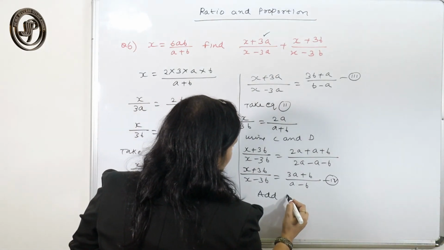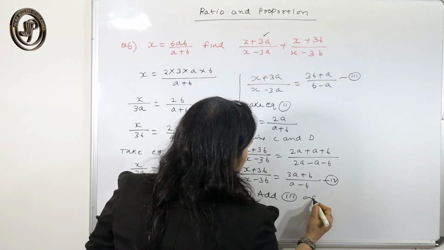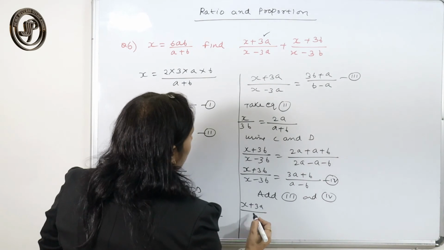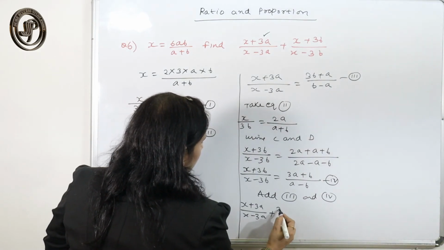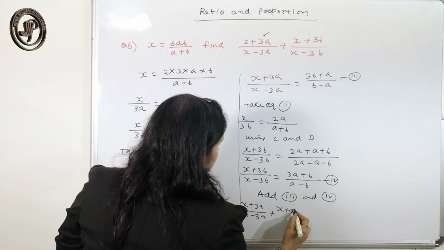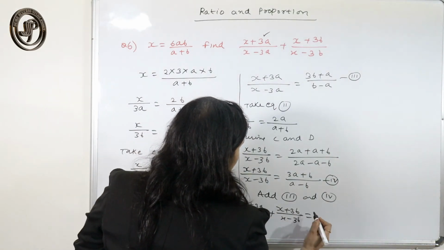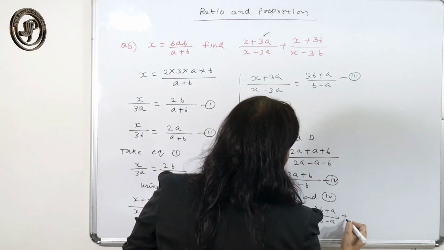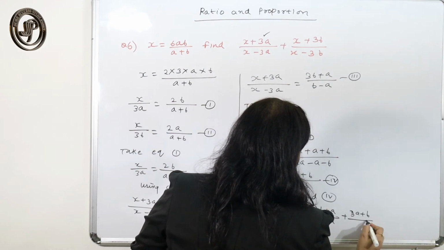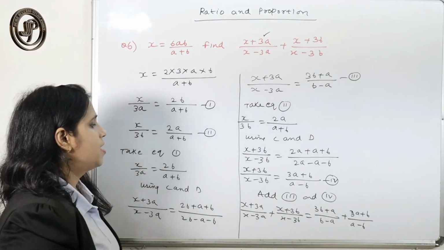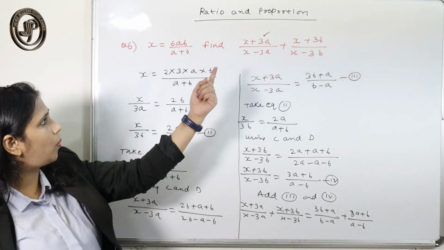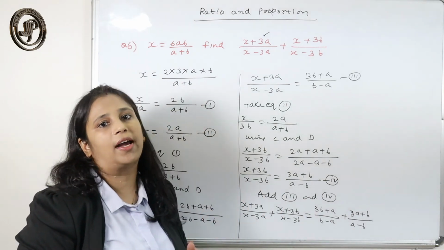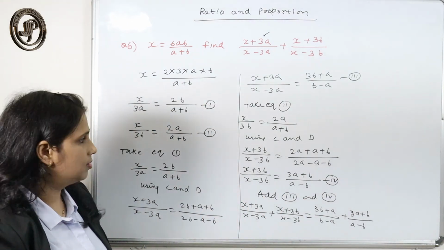Now add, just like we did in the previous question. If you add, take both the LHS together and RHS together. Now if you see, LHS was your question, right? So whatever you got after simplifying this, that will be your answer.